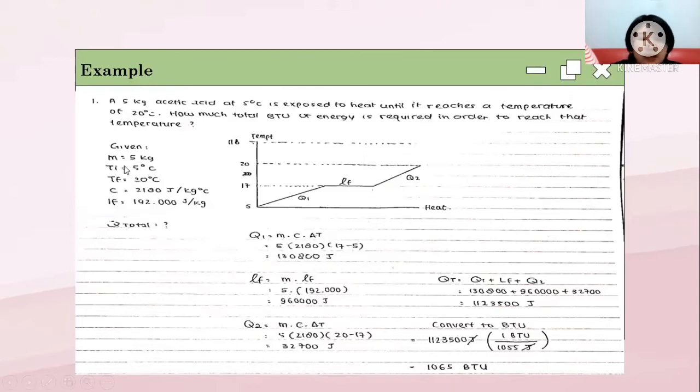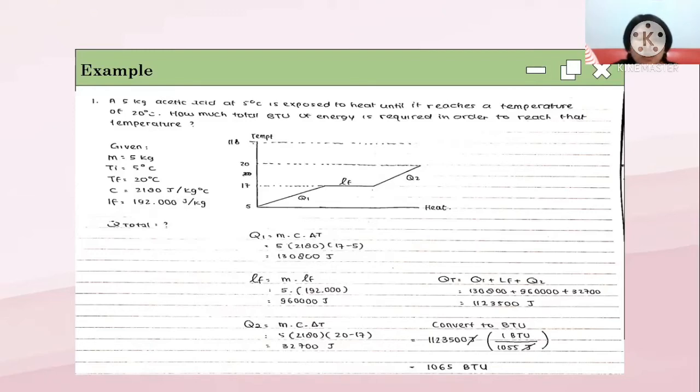With that, we can write the given, which is m is equal to 5 kg, initial temperature is 5 degrees Celsius, final temperature is 20 degrees Celsius, the c is 2180 J per kilogram degrees Celsius, Lf is 192,000 J per kg. Since this is acetic acid, the melting point is at 17 degrees.